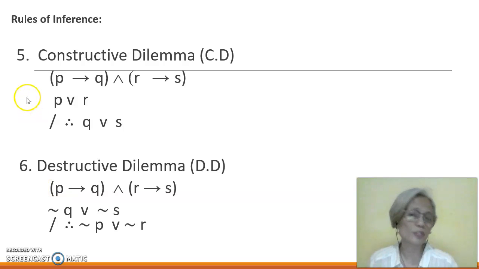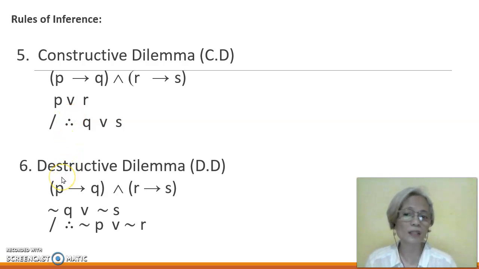The fifth one, we have constructive dilemma. So we have a conjunction of two conditionals. So we have P implies Q and R implies S. If we have the second proposition P or R, therefore we can infer the existence of Q or S. So let me repeat that. If you have P implies Q and R implies S, we have another proposition P or R. Therefore, we can infer Q or S. Note that Q and S are the consequents of the two conditionals, and P and R are the antecedents. So that's the constructive dilemma.